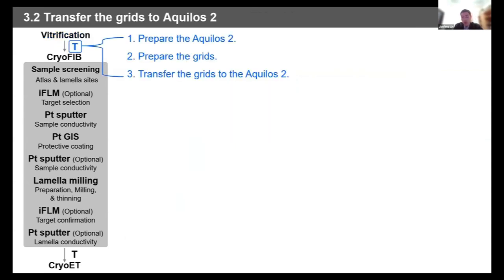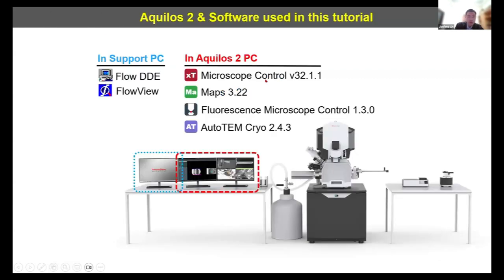Once you have vitrified samples, you can transfer the sample into the cryo-FIB machine, like an Arctis 2. But before that, we need to do some preparation work. First, we want to prepare the Arctis 2 and then prepare the grids. I will introduce the details later. After this preparation work, we can transfer the grids into the Arctis 2 machine.